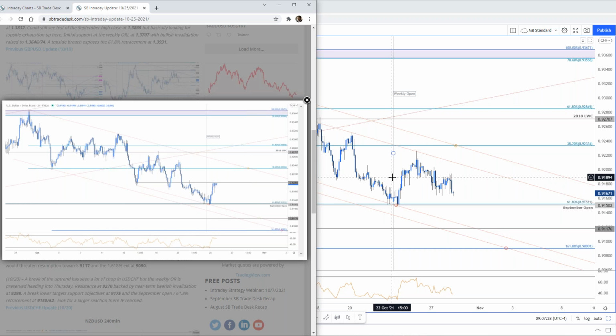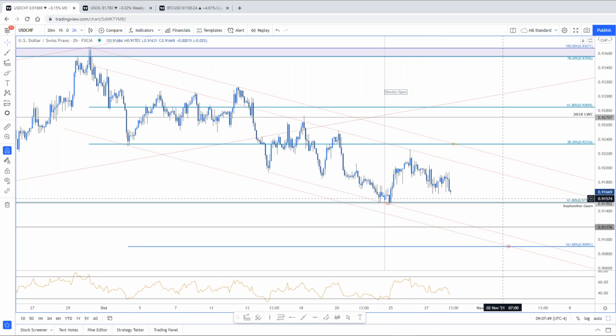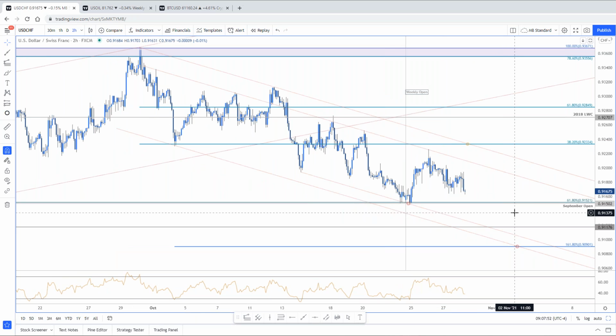The only thing I did on this one is add this new slope series. If you take that parallel and just drop it down to that low, you'll see another really nice clean slope in there on the inside. So neutral, sitting at major support within the downtrend. Watch dollar Swiss into the close of the week.